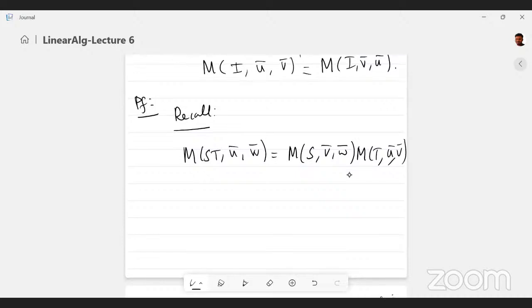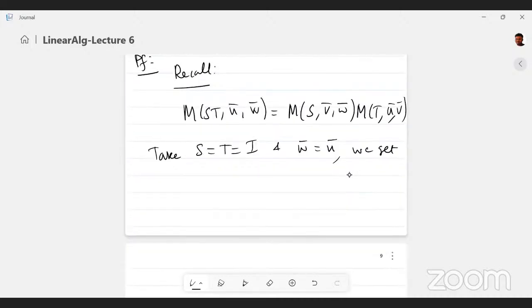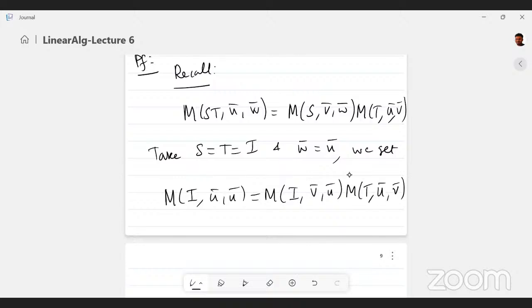So now what I can do is substitute S equal to T equal to identity and W bar equal to U bar. So then what do we get? On the left side, it is M of ST, which is identity, so both are identity, U bar. And then on the right-hand side, you get M of identity, V bar, U bar times M of identity, U bar, V bar. Sorry, that is also identity. But what is this? M of I, U bar, U bar.